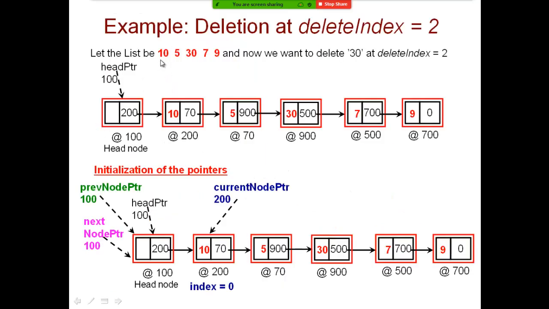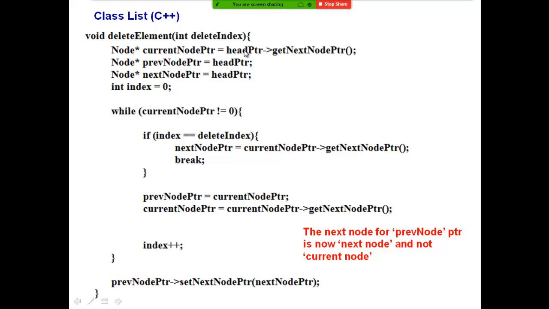Let us say the list is currently 10, 5, 30, 7, 9, and delete index is 2. You want to delete the element at index 2, which is this 30. After you delete it, the list should be 10, 5, 7, 9. For that, again, we will make use of the current node pointer, previous node pointer, and also another pointer called the next node pointer. We'll see the purpose as we go through this code.